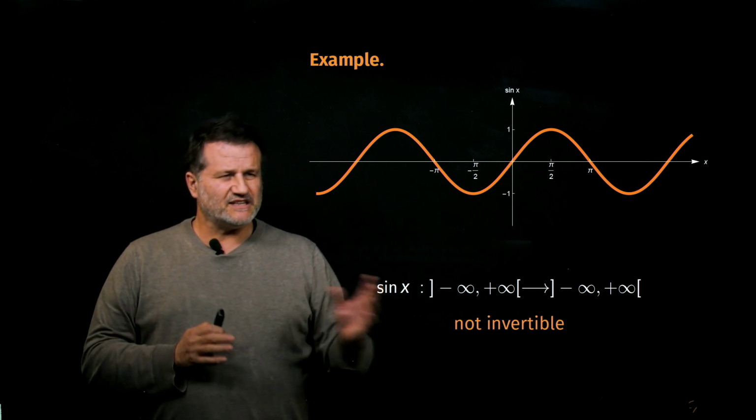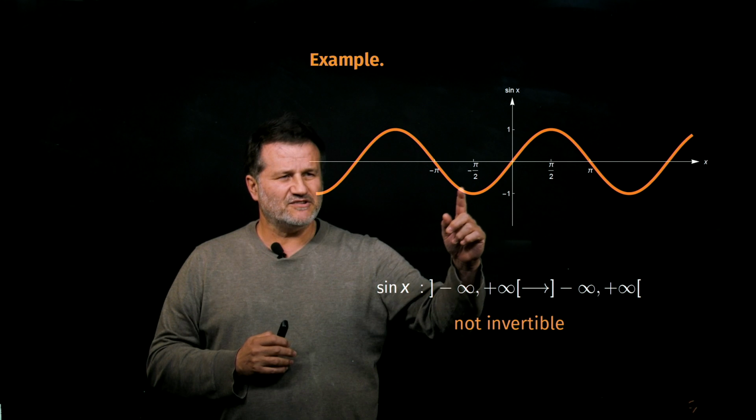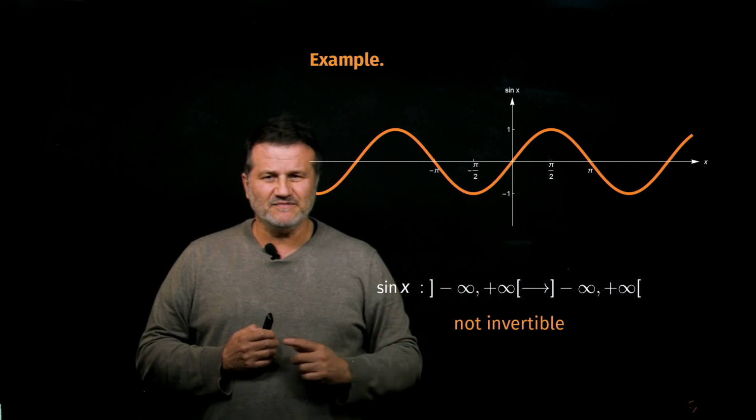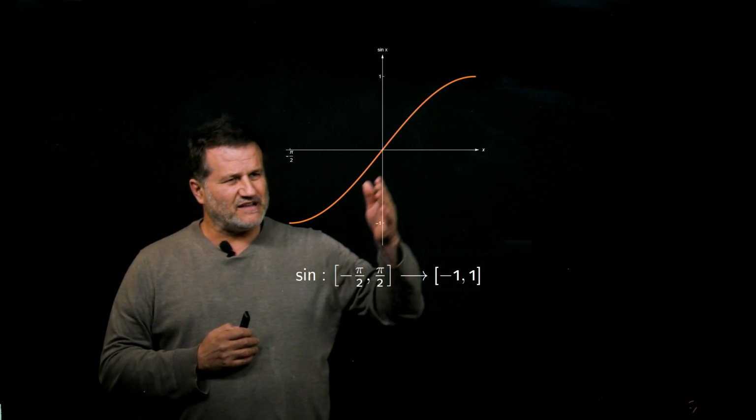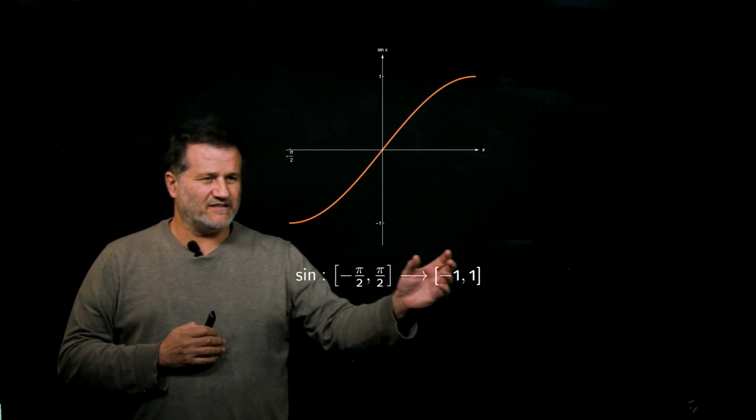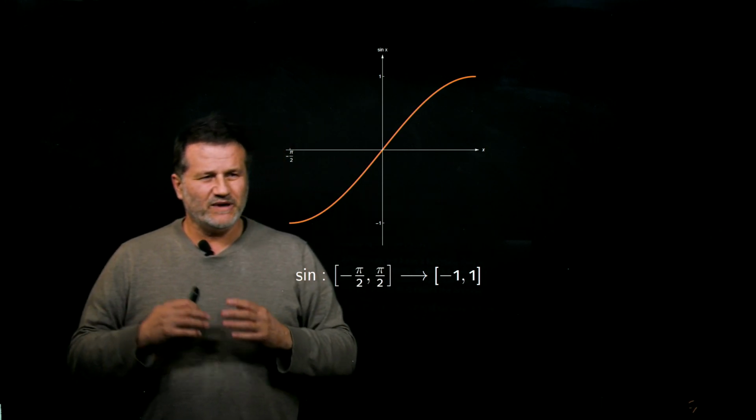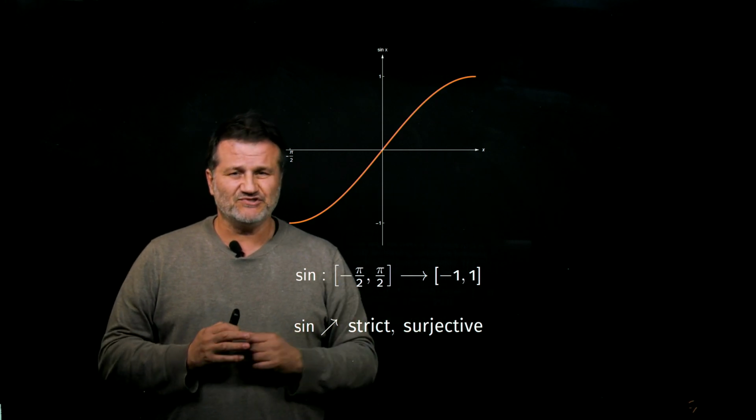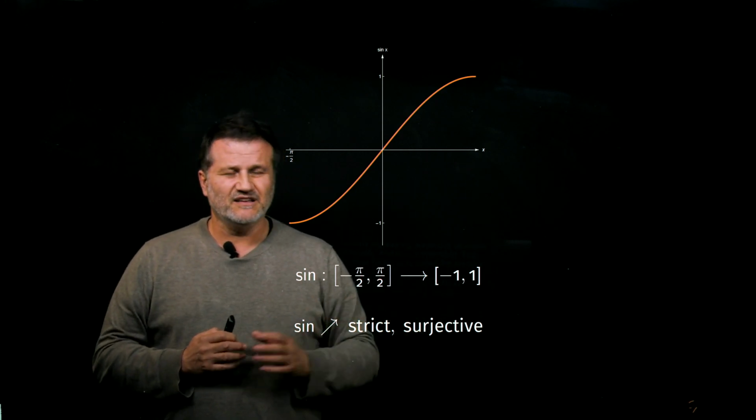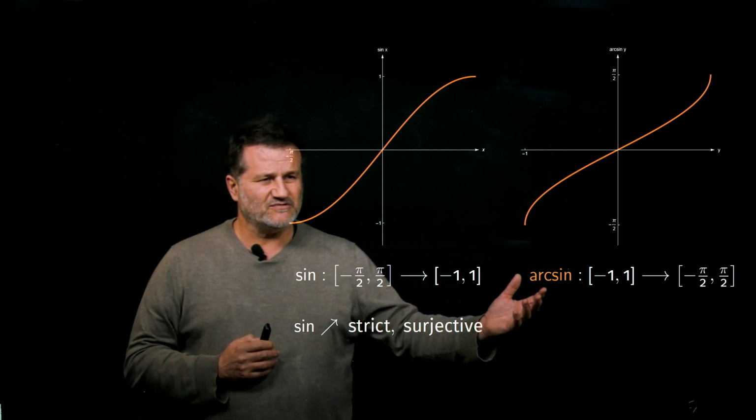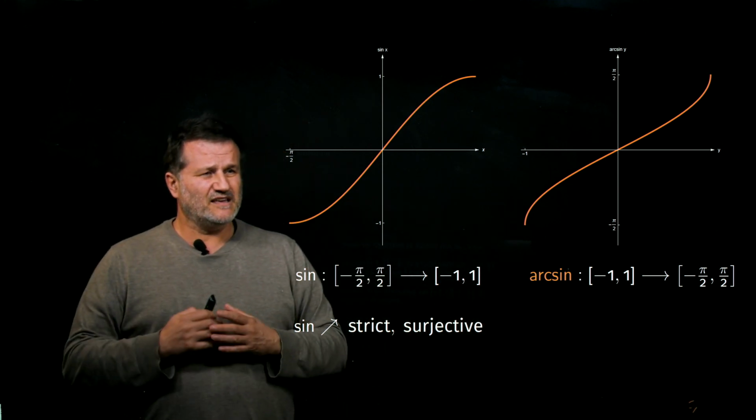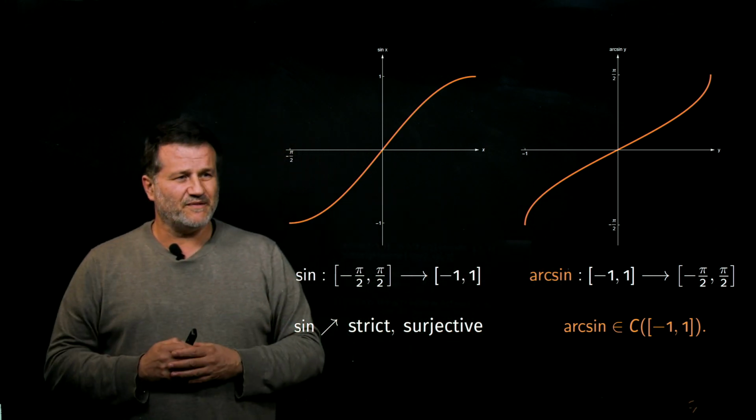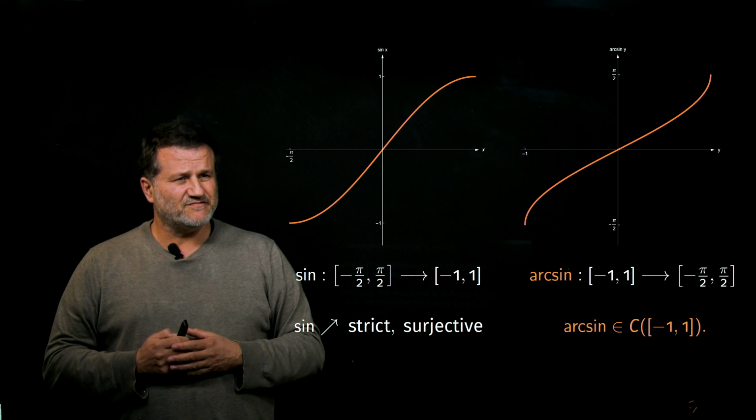However, if we restrict our domain to half a period, and conventionally this is from minus pi half to pi half, with codomain minus 1, 1, we get a branch of sine that is now strictly increasing and surjective between intervals. Therefore, the inverse function, which is named the arcsine, is a continuous function on its natural domain, which is the interval minus 1, 1. The same applies for the arccosine.